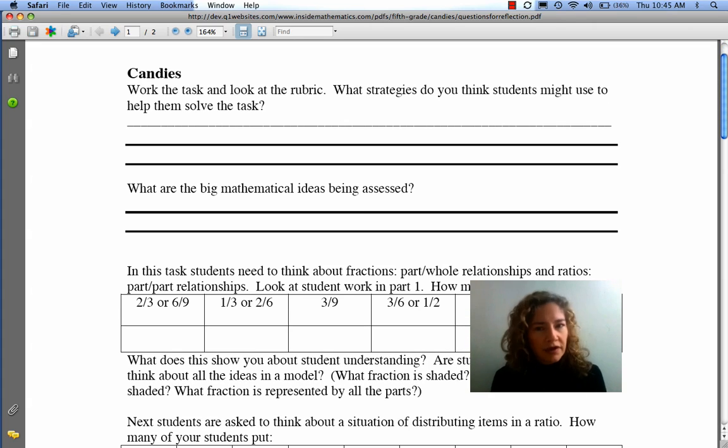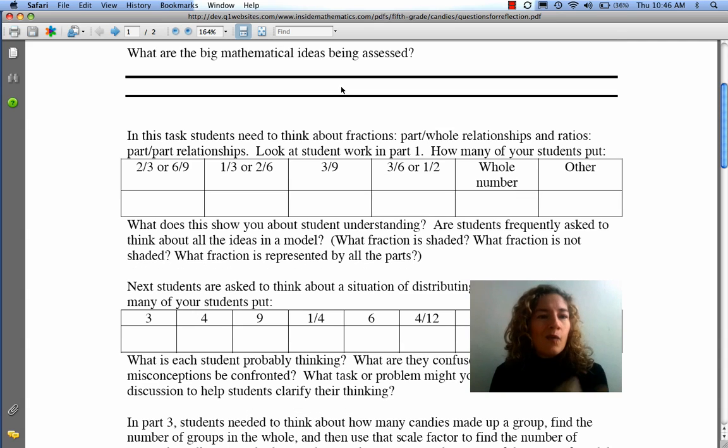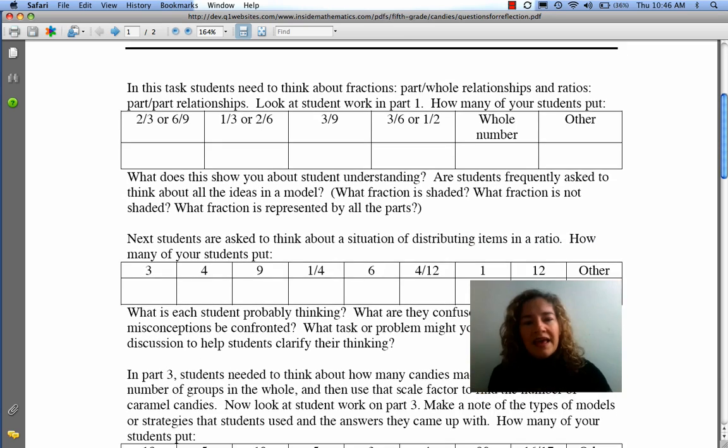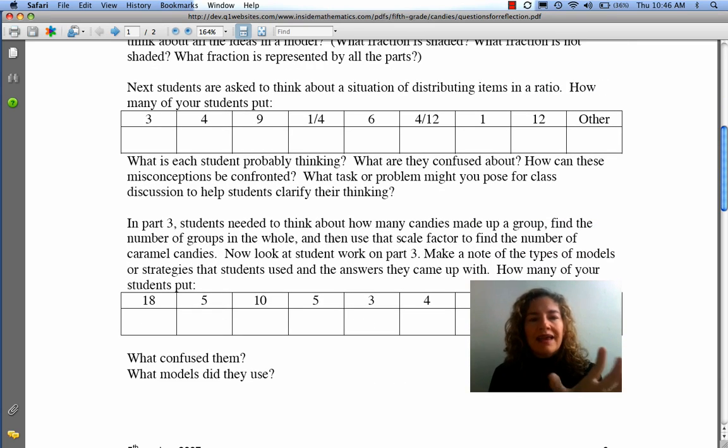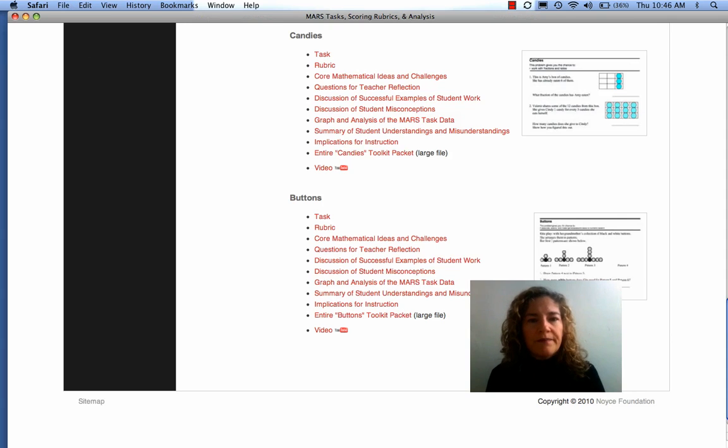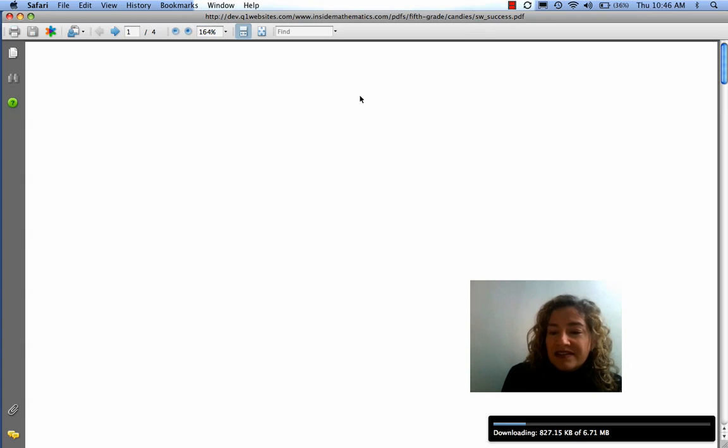Work that task, look at the rubric. What strategies might kids use to help them solve this task? What are those big mathematical ideas? And then this guides teachers in going through the task and the sets of student work to say, how did they approach this? So there are then these examples of successful student work.